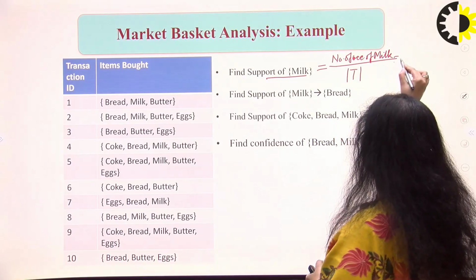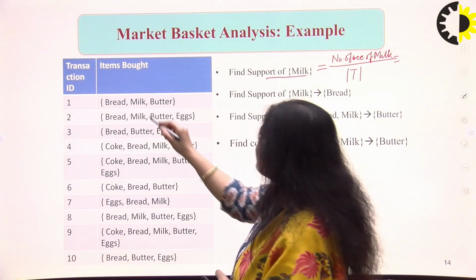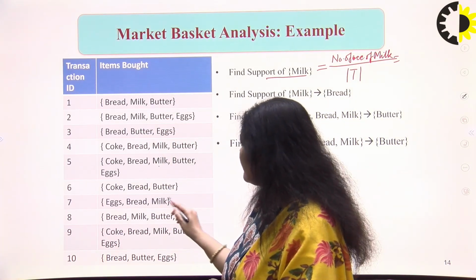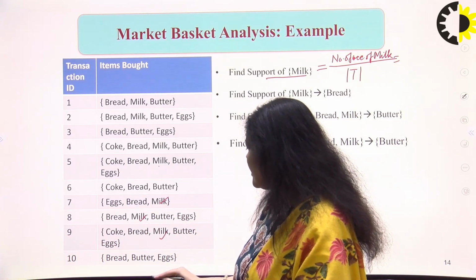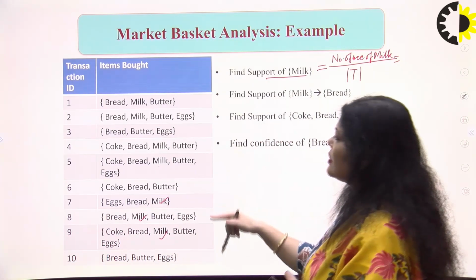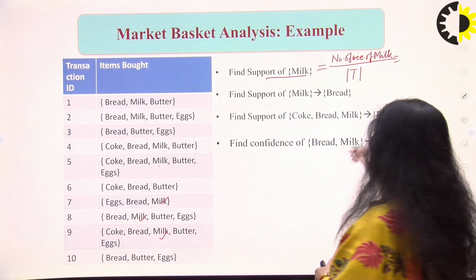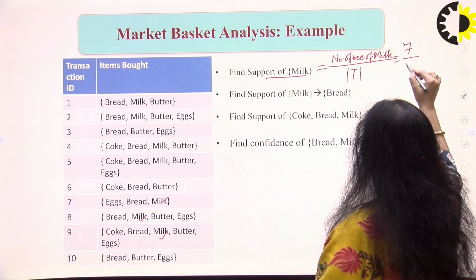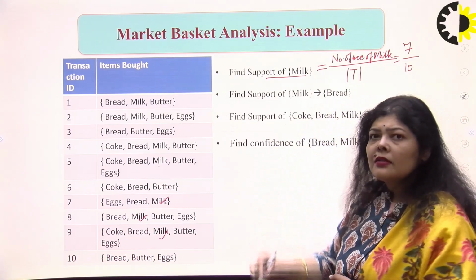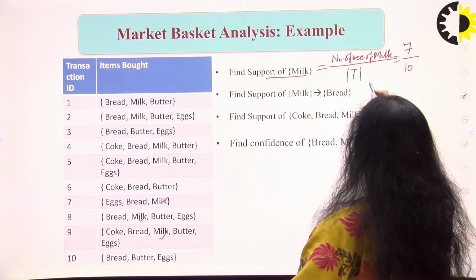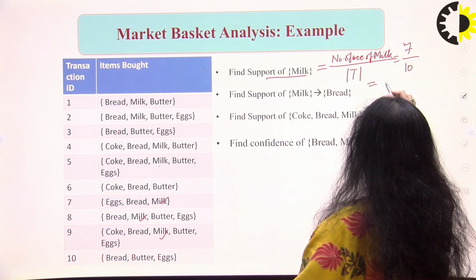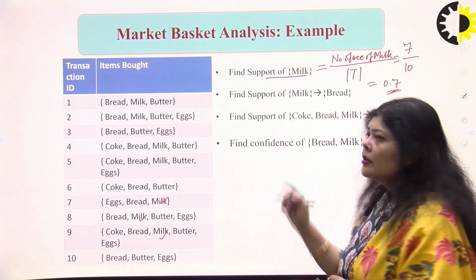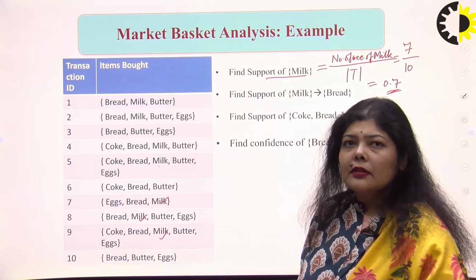As you can see here, for milk: 1, 2, 3, 4, 5, 6, 7. So 7 times milk has appeared in these transactions. So we can write 7 divided by the number of transactions, 10. This gives us the probability as 0.7. So this is the support of item set milk.